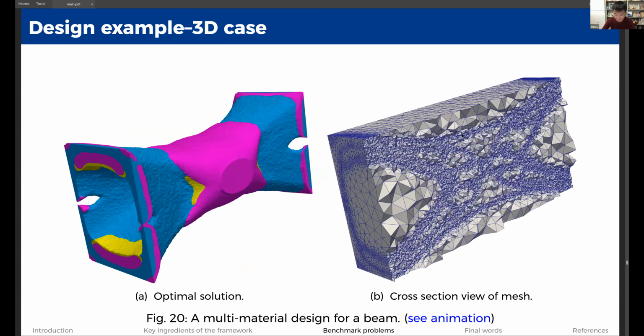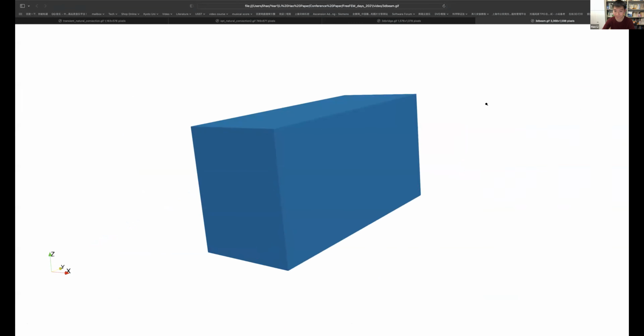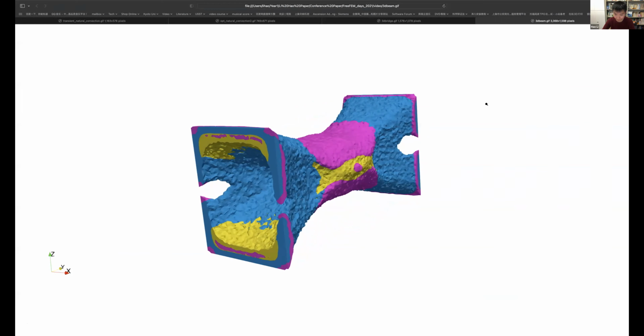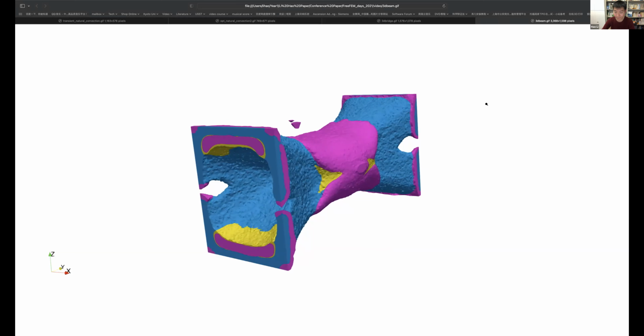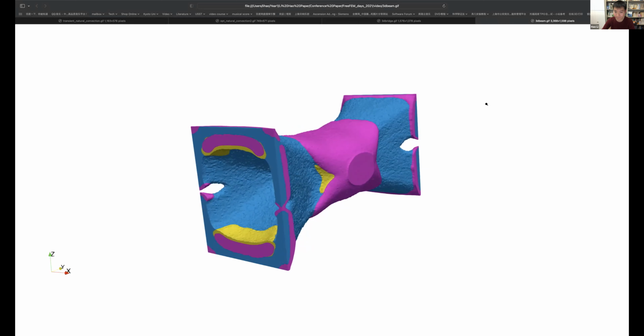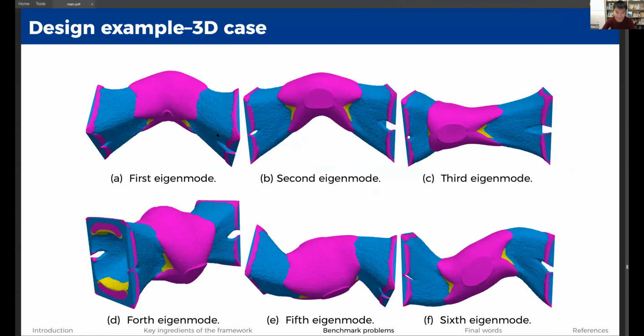Okay. So finally, we do the topology optimization, and we also prepare a short video. Okay, nearly converged. And here are the first to sixth eigenmodes.